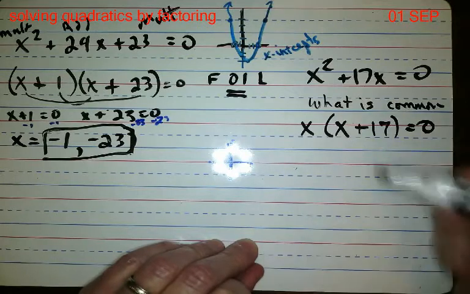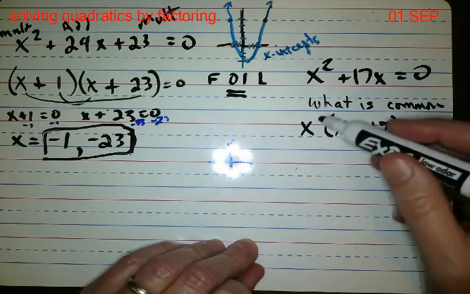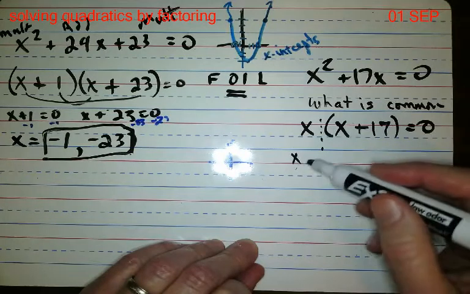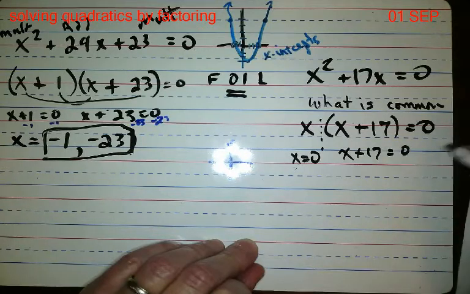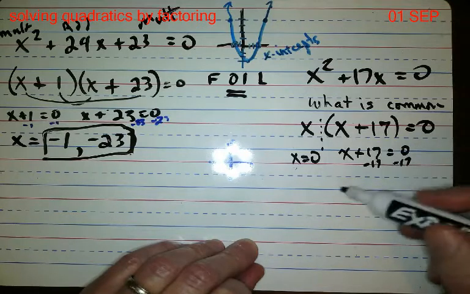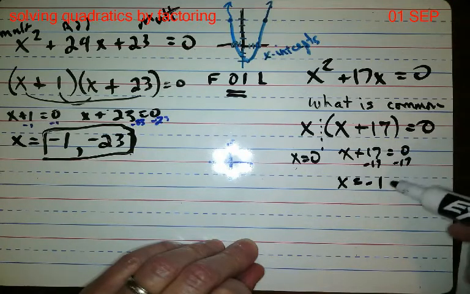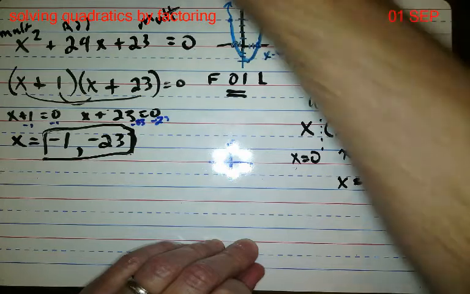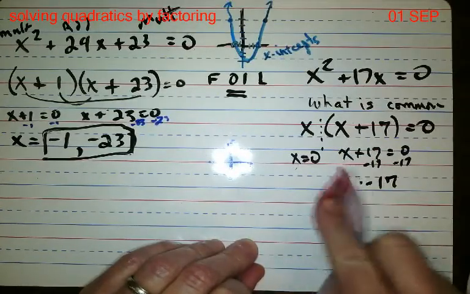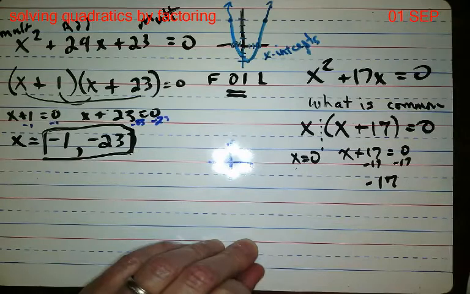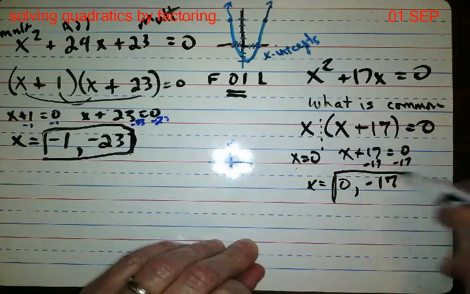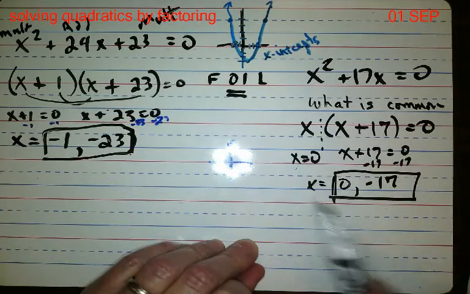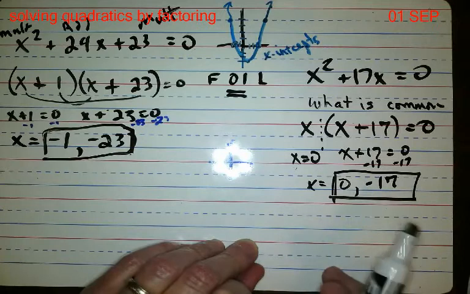Now, on Friday, you said, well, I know that means x equals 0 or x plus 17 equals 0. And then you just had to subtract 17 and x equals negative 17, right? So the two answers to the problem, let me write it like this, because this is the way you have to write it on IXL. You're going to be answering, the first answer is 0, the second answer is negative 17.